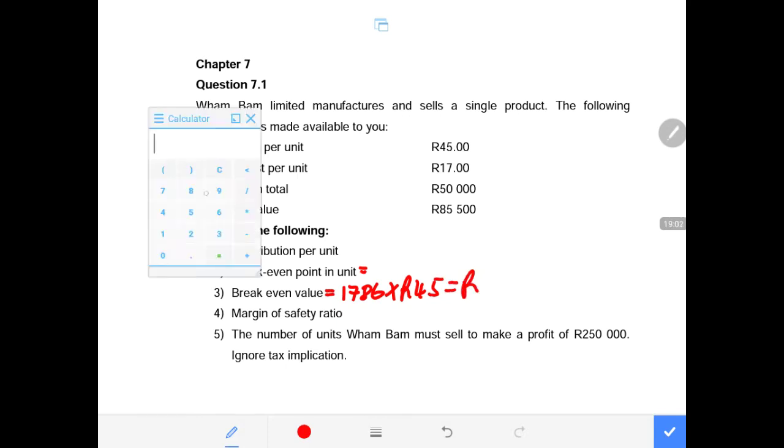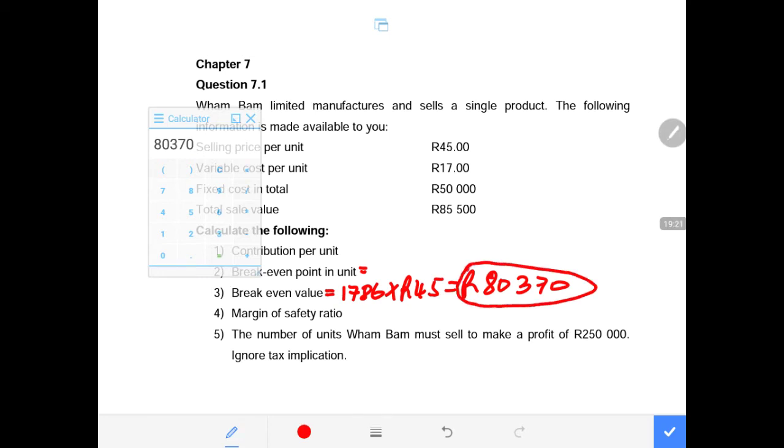So now it will be 1,786 multiplied by 45 Rand, meaning the break-even value will be 80,370. That means this is the income that we are going to receive as our sales revenue that will appear in our income statement, at a selling price of 45 Rand with the units of 1,786. Now that is very clearly stated.